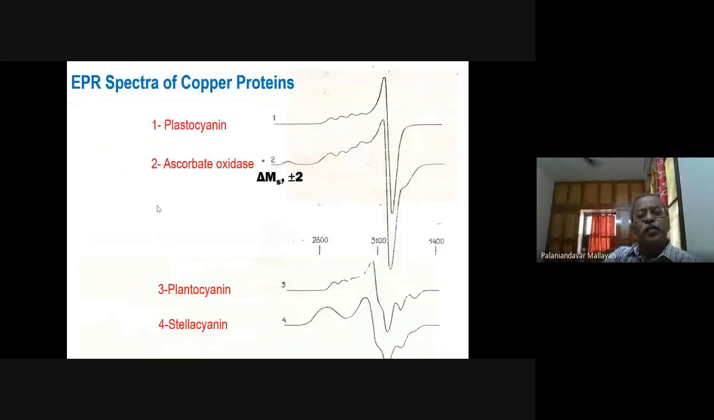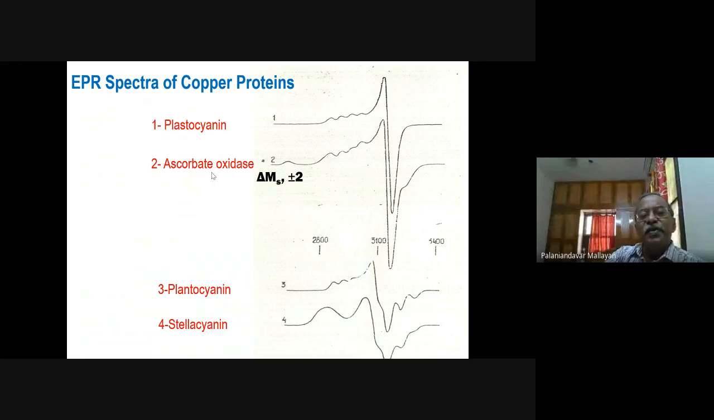This is what I was telling you, the EPR spectra of copper proteins. Plastocyanin has a very simple EPR spectrum where the A parallel is very low. It's all very much compressed. So the A parallel value is 70 gauss or 60 gauss. This is the EPR spectrum of another type 1 protein. Here is an ascorbic acid oxidase spectrum. So what about this spectrum?